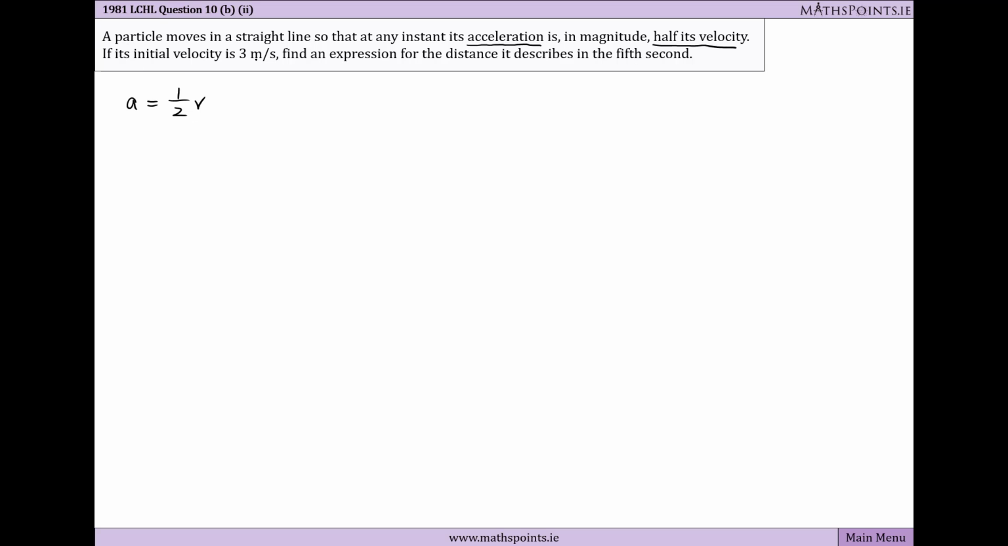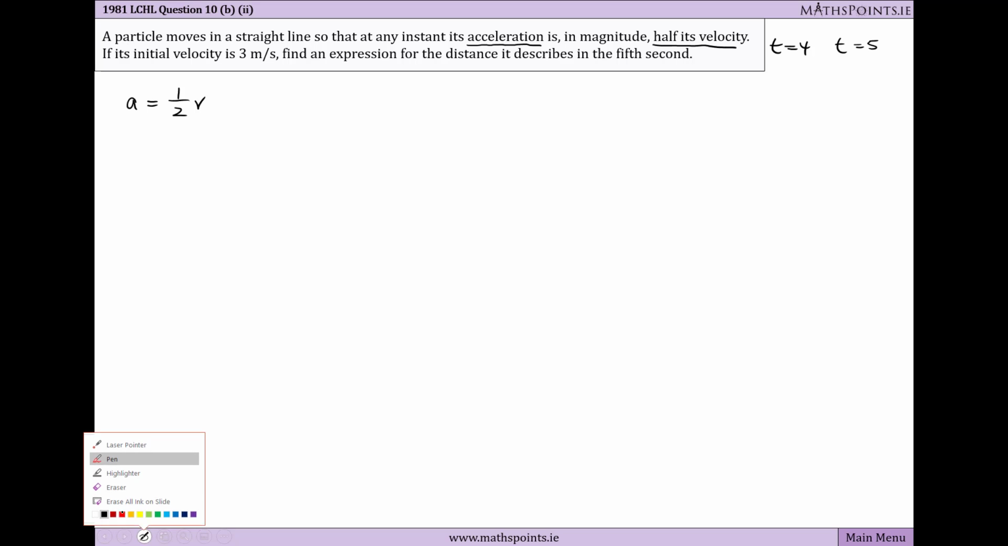If its initial velocity is 3 meters per second, find an expression for the distance it describes in the 5th second. So we're interested in finding out how far the particle travels in the 5th second. Note that the distance travelled in the 5th second is a very different thing than the distance travelled in 5 seconds. What we're interested in here is how far did it travel from the point in time when the time was 4 seconds to the point in time when the time was 5 seconds. So that's the 5th second, the distance described in that 1 second.